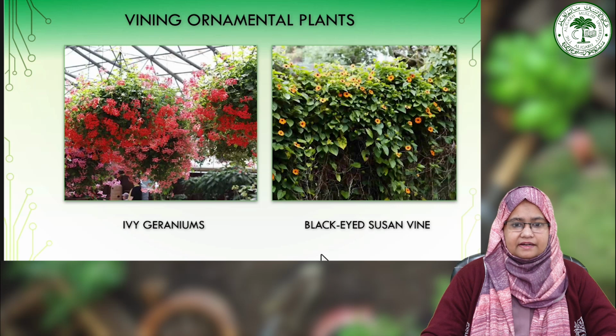Next vining plant is black-eyed Susan vine. Black-eyed Susan is a famous flowering plant that is known for its big bright yellow flowers with dark centers that can easily catch everyone's eye. The vining variety of these ornamental plants features the same characteristics as ivy. The vines require low maintenance and are fast growers. You can combine them with other vines to encourage intertwining.